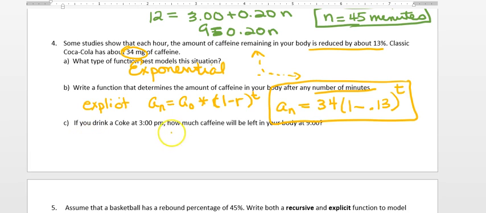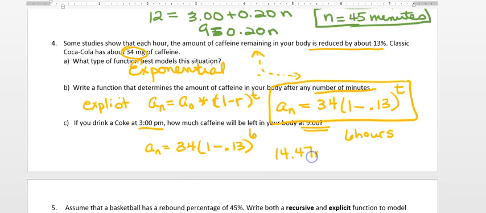Now down here it wants you to use the rule. They're telling you that you had a Coke at 3 p.m. How much is in your body at 9? We'll assume that's 9 p.m. So you will have had that caffeine in your body for 6 hours. So we want to go ahead and do 34 times 1 minus 0.13 raised to the 6th power for the 6 hours, and we're solving for a sub n. So in this case that would be 14.47 milligrams of caffeine are still in your body.